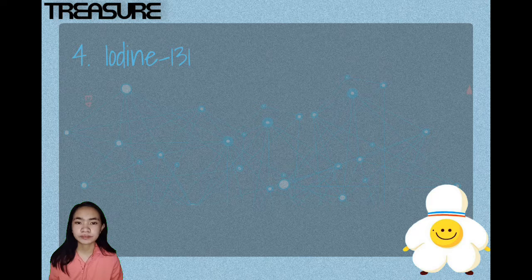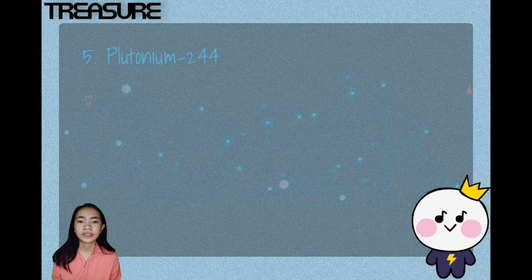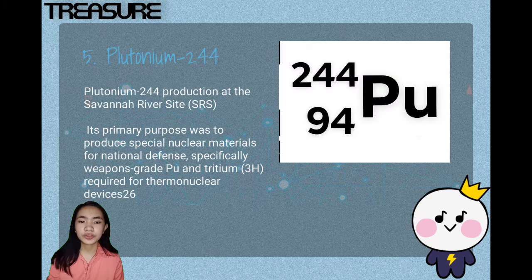Next, we have iodine-131. Iodine-131 is used in medicine to diagnose and treat cancer of the thyroid gland. And lastly, we have plutonium-224. Plutonium-224 production at the Savannah River site. Its primary purpose was to produce special nuclear materials for national defense, specifically weapons-grade plutonium and tritium, required for thermonuclear devices.